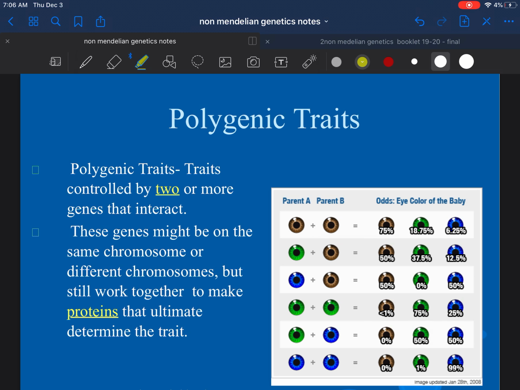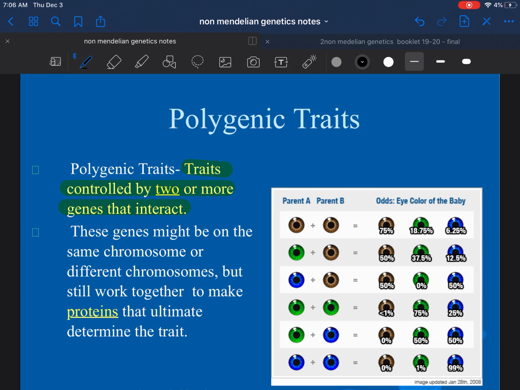Polygenic traits are controlled by 2 or more genes that interact. These genes might be on the same chromosome or different chromosomes, but still work together to make proteins. An example would be eye color and skin pigment.